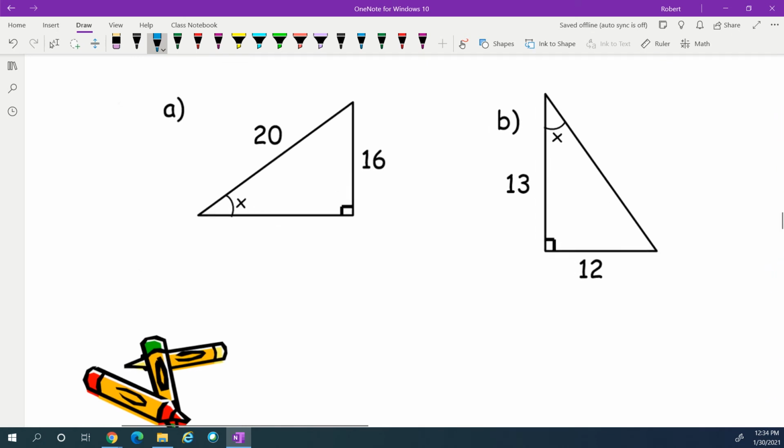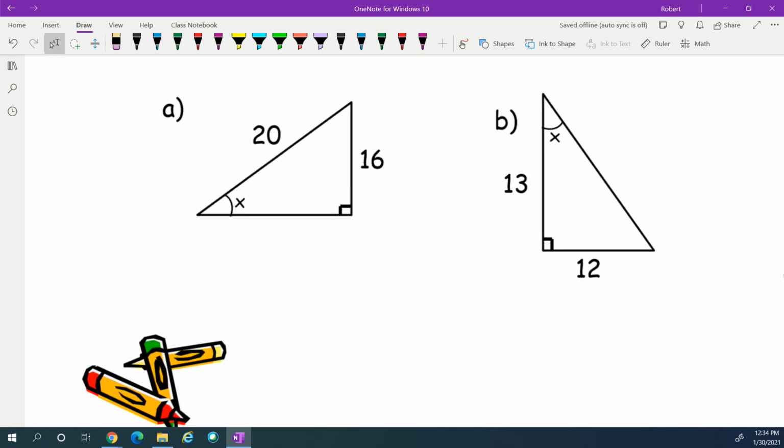Now, again, we're going to follow our directions of rounding to the tenths. We're going to stay consistent. Identify your parts. That's our angle. We have the hypotenuse and the opposite, so we are definitely doing sine. Fill in the 3 variables. Sine, our angle says x. Our opposite is 16, and our hypotenuse is 20.